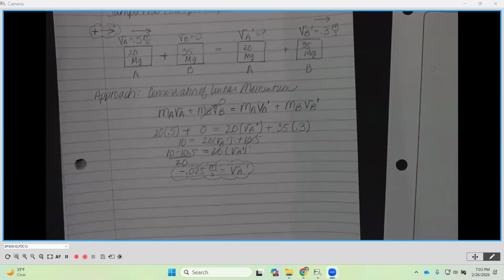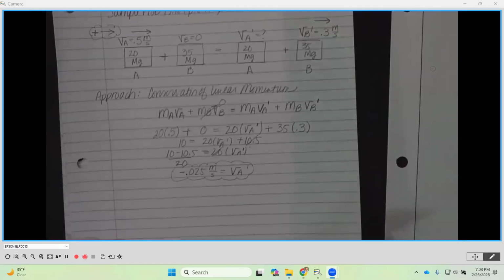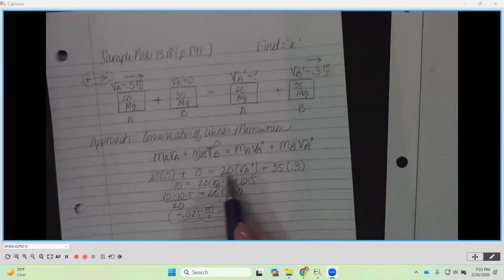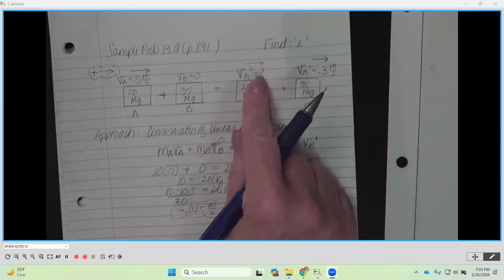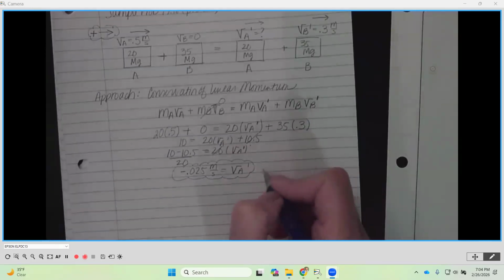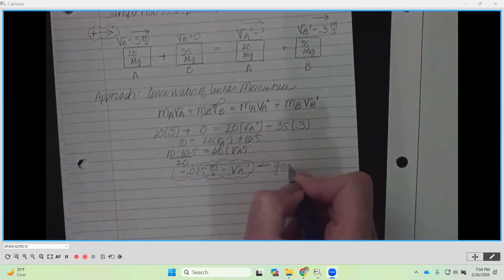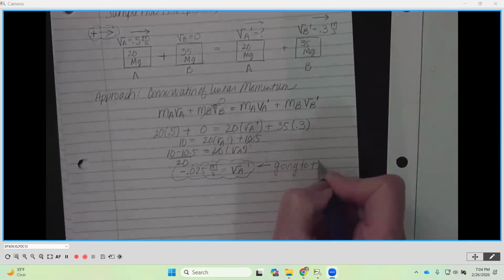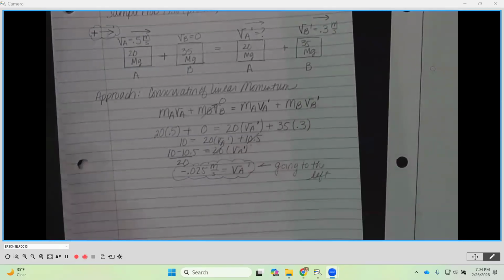Now, once you have your value calculated, you're going to notice that you have a negative out front here. What that means is when we did our math here, we kept this as a positive value, so it assumed the velocity going to the right. But because we ended up with a negative, that means that it's actually going to be going to the left. Okay. And that's okay. It's no big deal.